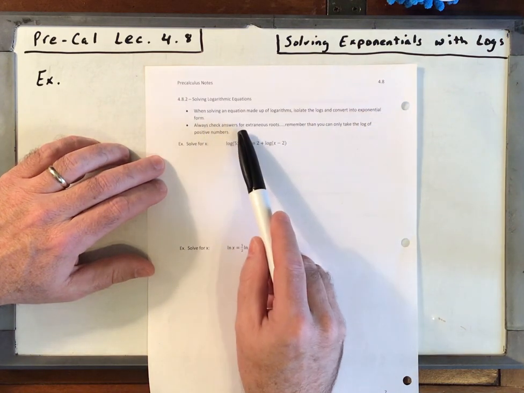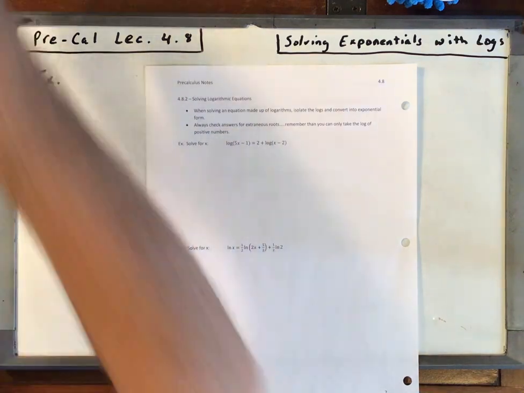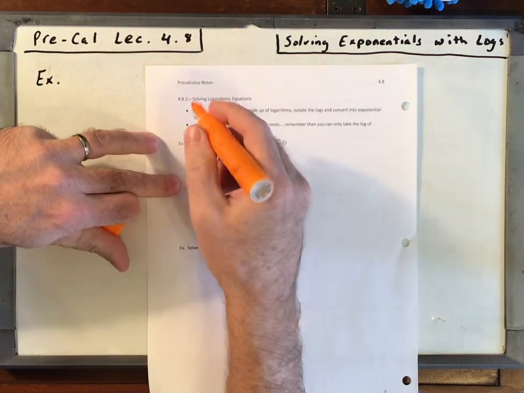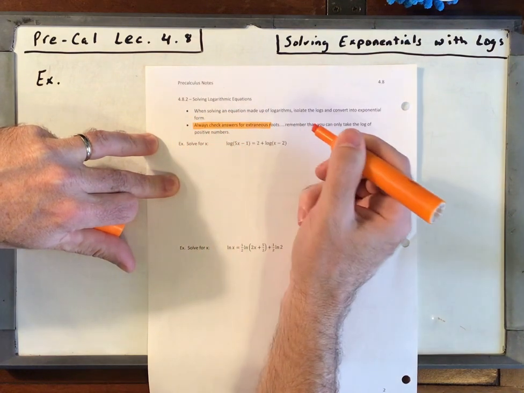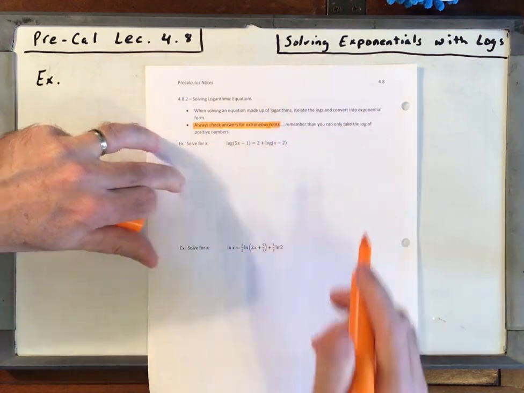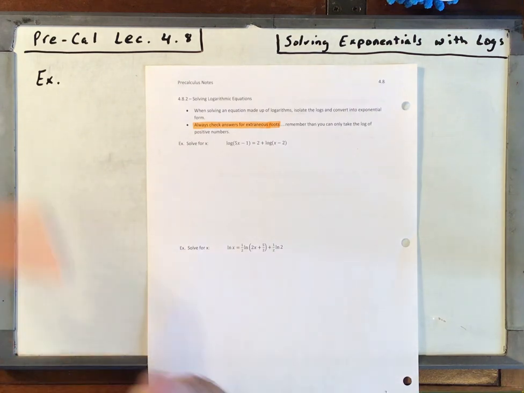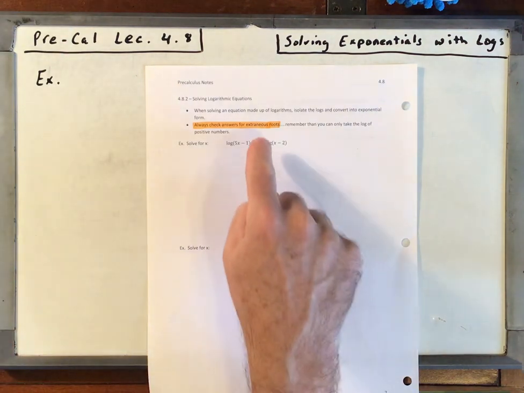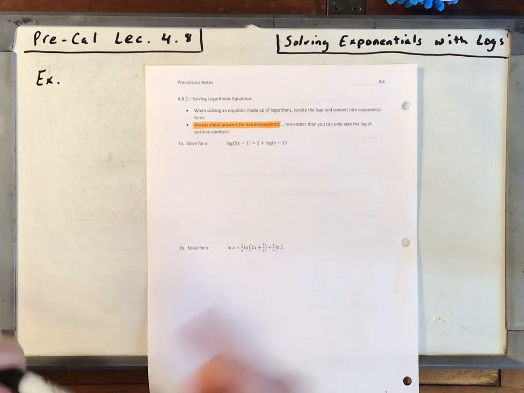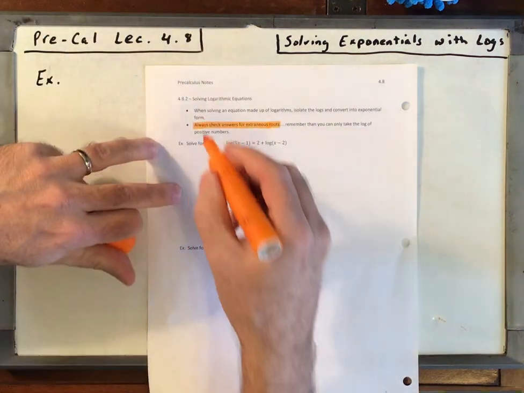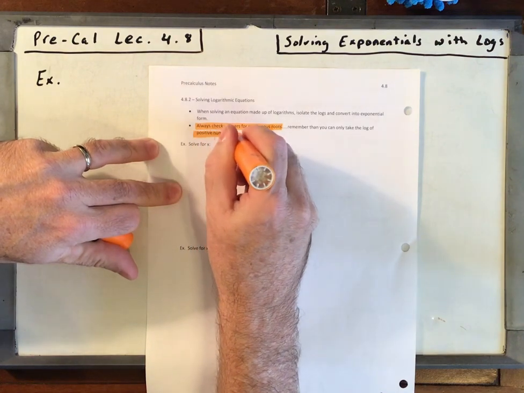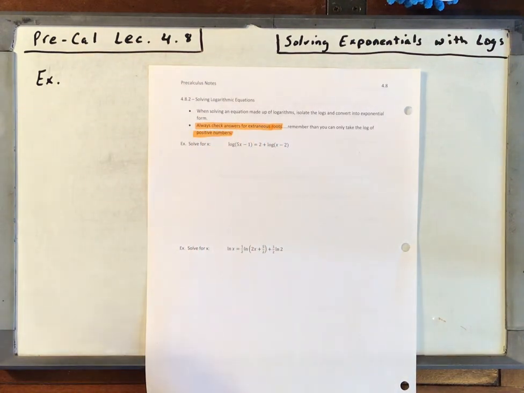We want to always check answers for extraneous roots. And let's go ahead and highlight that. Remember, you can't take the log of a negative. So if you end up doing that with one of your answers, it's an extraneous root. You can only take the log of positive numbers. Okay, let's work these two examples.